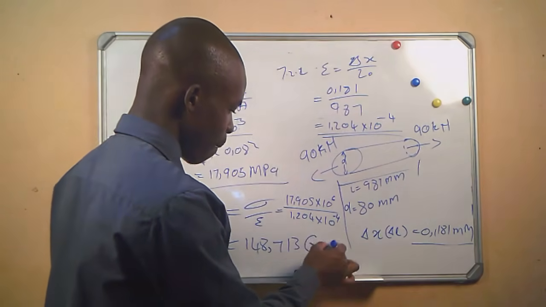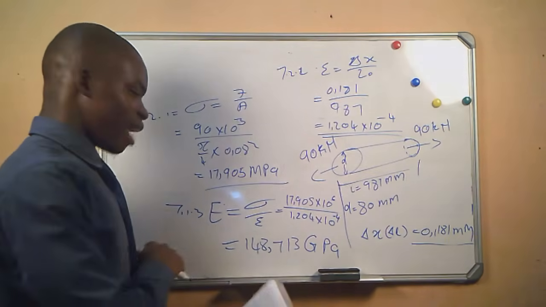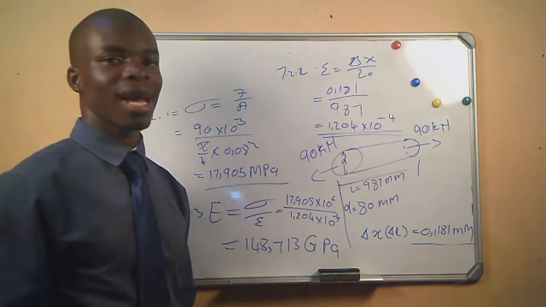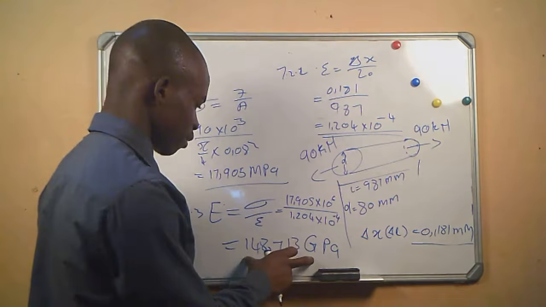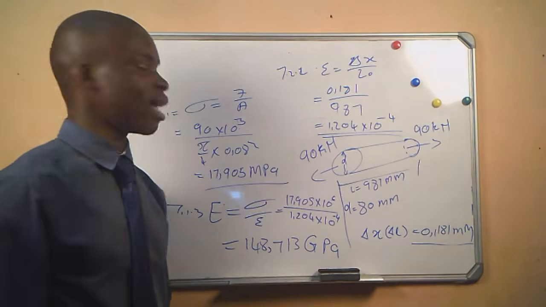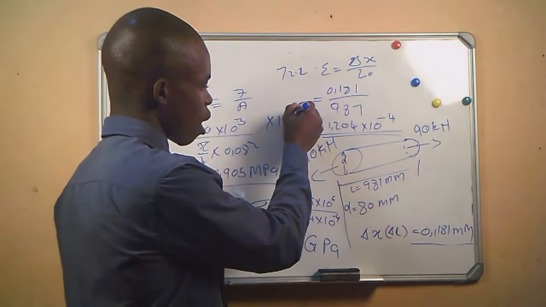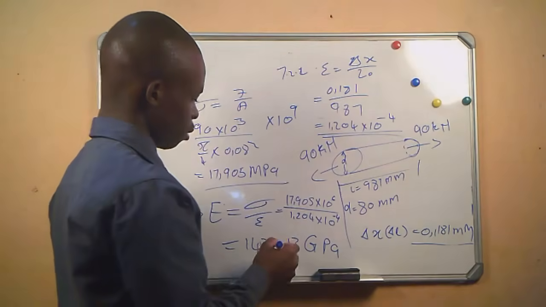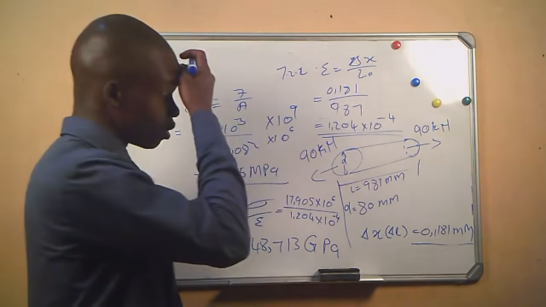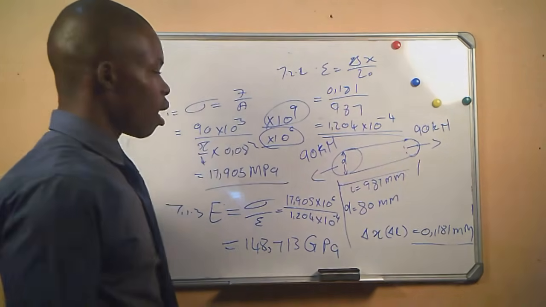And then this will give us a Young's modulus of 148.713 gigapascal. Just like the answer of the stress, the answer of the Young's modulus will be that very long answer. So you must bring it to its shortest form, and then we will use gigapascal most of the time. We know that giga is times 10 to the power 9, and then the mega is times 10 to the power 6. So always bring your stress here and bring your Young's modulus here.